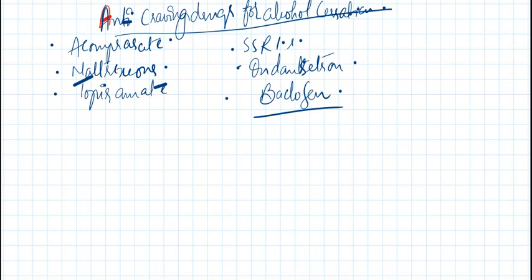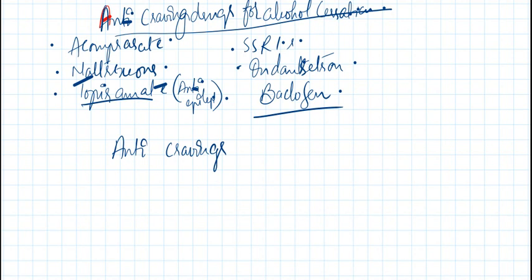Now these are all the anti-craving drugs for alcohol cessation. Yes, even ondansetron can be used. SSRIs can be used for alcohol cessation. Topiramate can be used; topiramate actually is an anti-epileptic. Vigabatrin, topiramate, lamotrigine, these all are anti-epileptics. Now, what are the anti-craving drugs for nicotine cessation? That is tobacco. Indirectly we are speaking about tobacco.